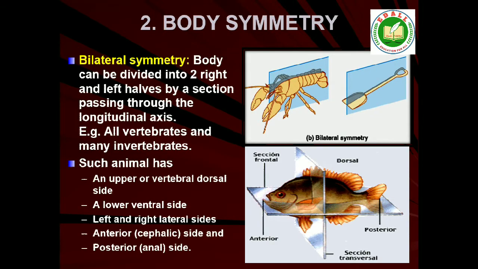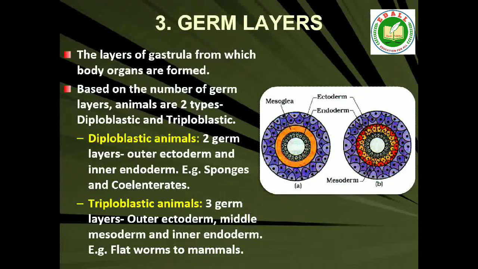Animals like annelids, arthropods, etc., where the body can be divided into identical left and right halves in only one plane, exhibit bilateral symmetry. Third is diploblastic and triploblastic organization. Animals in which the cells are arranged in two embryonic layers, an external ectoderm and an internal endoderm, are called diploblastic animals, for example, coelenterates.